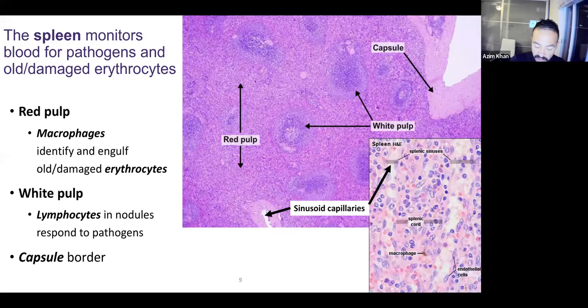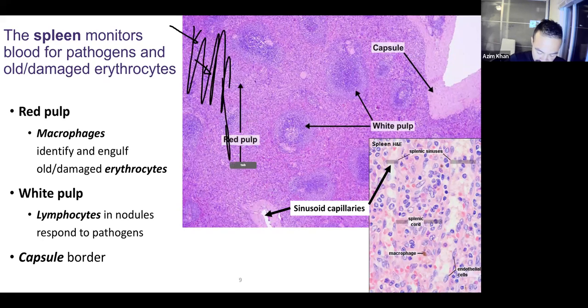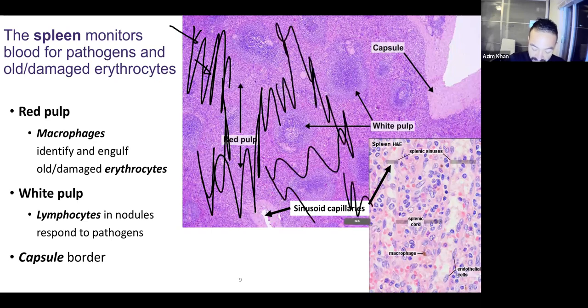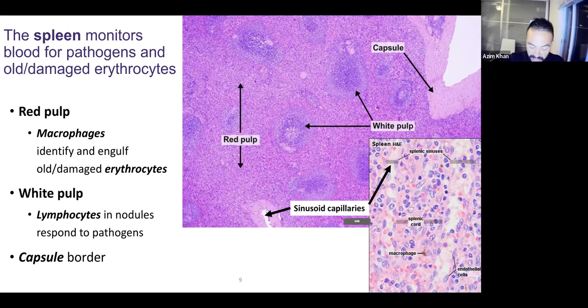When you look at the histology of the spleen, you'll notice that it has regions that are darker than others. Mostly you see this kind of pinkish area, and in this pinkish area, it's mostly reddish pink with specks of dark purple. The specks of dark purple are macrophages because they have nuclei.